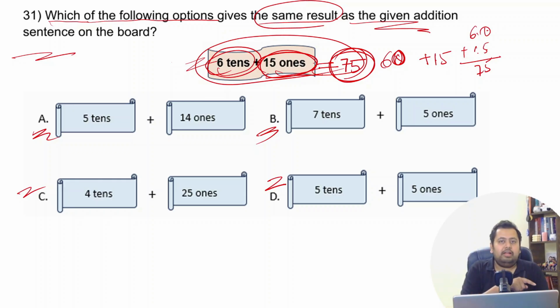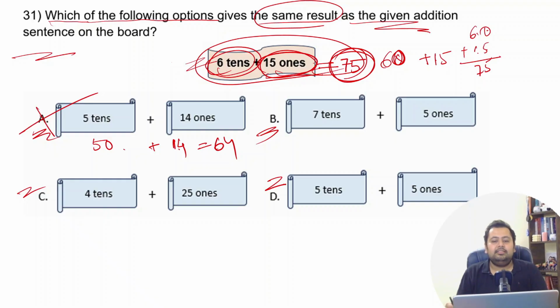Now you have to go to the options and find out which number is representing 75. Let's find out. 5 tenths is nothing but 50, plus 14 ones, so 14. If you add 50 plus 14, do the addition yourself, I'm not adding it over here. It comes out to be 64. Can this be the answer? No, option A is not the correct answer. Now go to option number B. 7 tenths. 7 tenths is 70, plus 5 ones, which is 5.